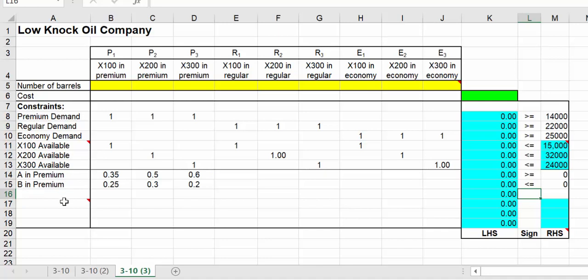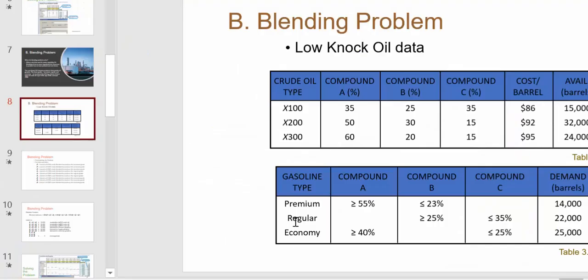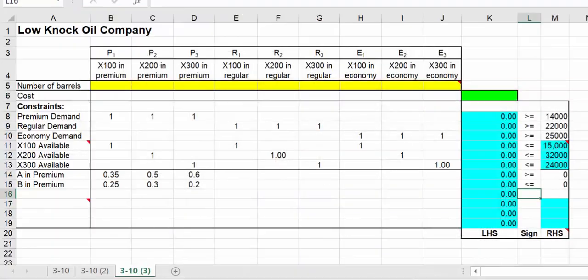We can go right on to regular. So look at the table for regular. For regular, there's no stipulation for compound A, but there is for compound B. Compound B in regular gas has to be a minimum 25%, so 25% or more in terms of that mixture. All right, so compound B in regular. We can call that B in regular.